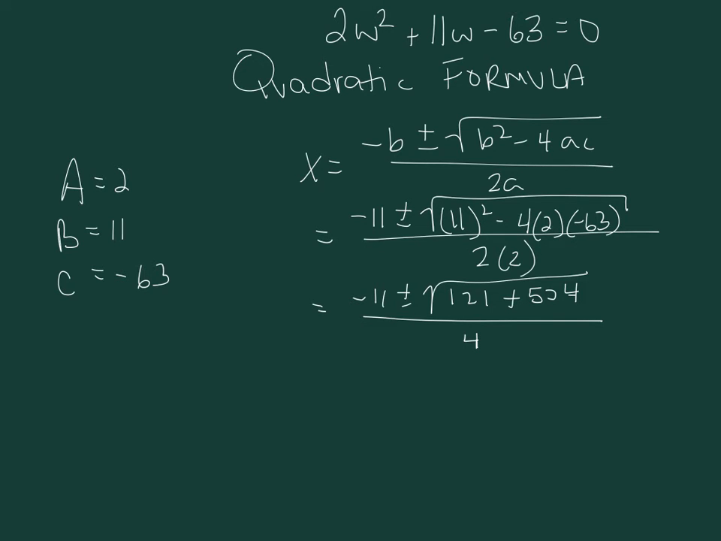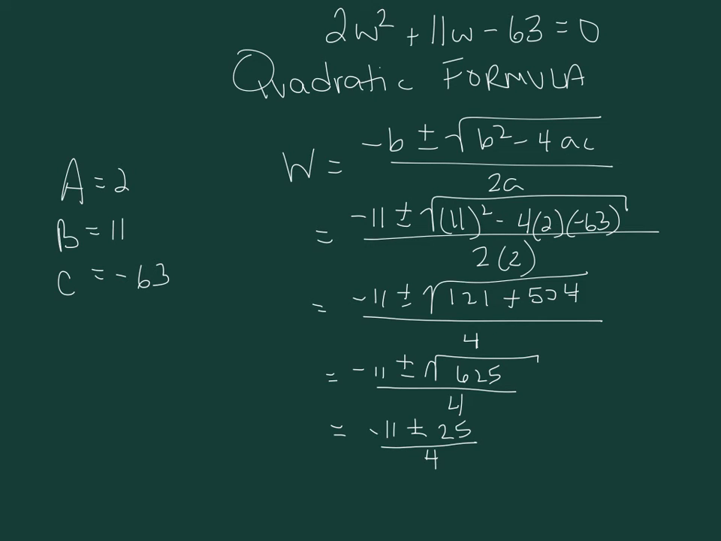Holy moly. Okay. By the way, I apologize, that x is not an x. That x is actually w. So that's what we're looking for. We're looking for the w. So now we're going to go 121 plus 504, which is equal to 625. So we have equals negative 11 plus or minus the square root of 625 all over 4. So we're going to take the square root of 625. That gives us 25. So we have negative 11 plus or minus 25 all over 4.